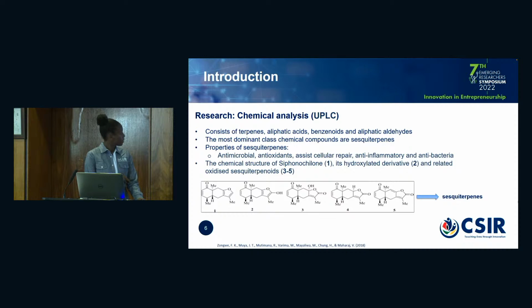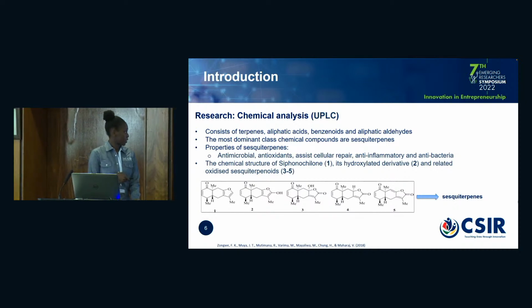The picture below shows a group of sesquiterpenes that was isolated from African ginger rhizomes. The first one is the siphonochilone. The second one is a hydroxylated derivative. The third, fourth, and fifth are the oxidized sesquiterpenoids.